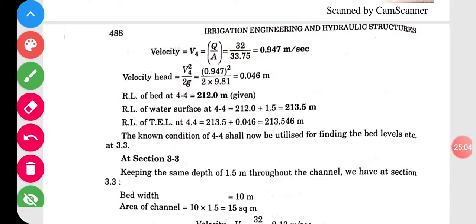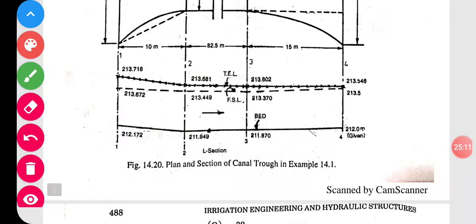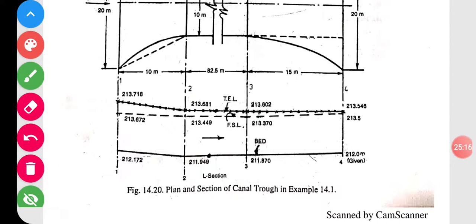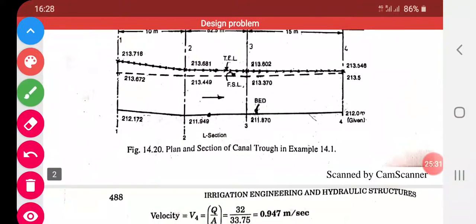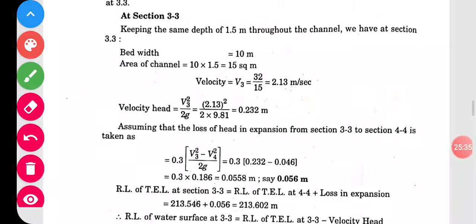At section 4, all these data have been calculated and noted here. See here, the RL of bed, the RL of water level and the RL of the total energy level at section 4-4 are calculated and indicated here. So section 4-4 is over. Now let us go to section 3-3. Section 3-3 is here.